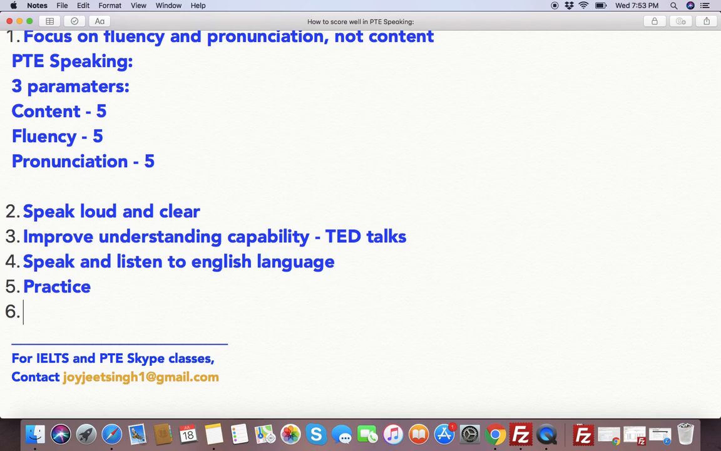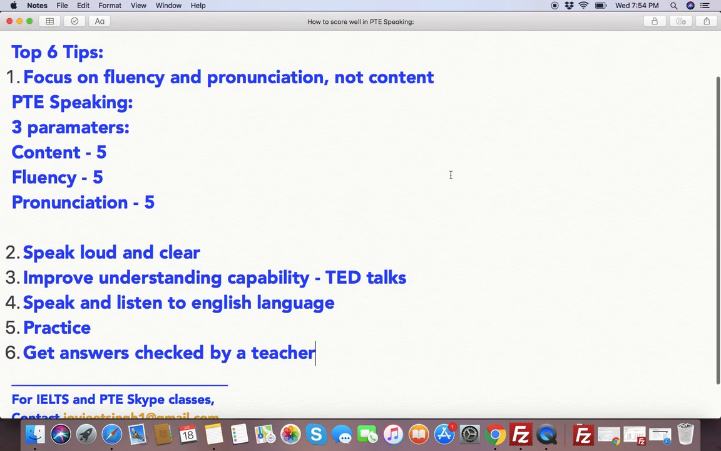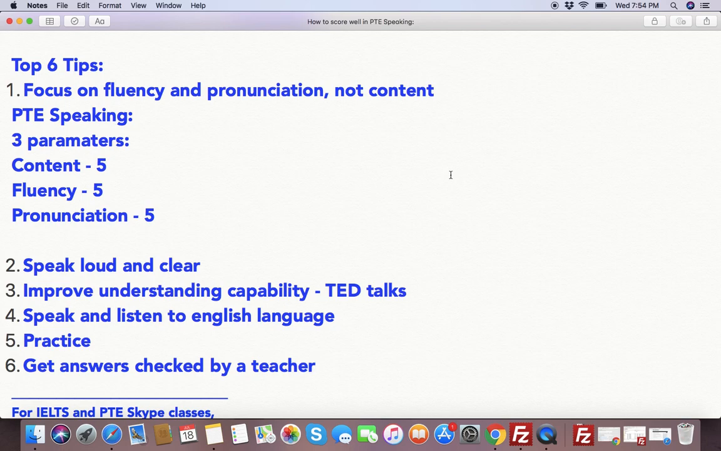Okay. Number 6 is get your answers checked by a teacher. Guys, even if you have been practicing all along ever since you have filled in your PTE exam, in case you were not under the appropriate supervision, there is a good chance that you might be practicing the wrong thing. So you might be perfect, but perfect in the wrong thing, and that does not help a lot. So get your answers checked by a teacher. These are the 6 things that I want you to keep in mind when you go for the PTE exam.